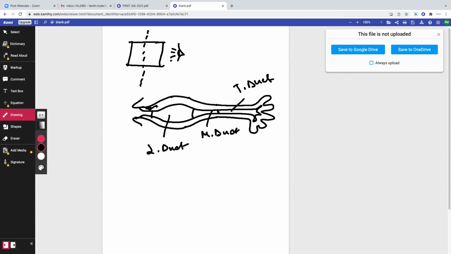This entire portion over here that is lining the ducts is known as the stroma. Now, we have breast pathologies in terms of benign breast diseases and malignant breast diseases.